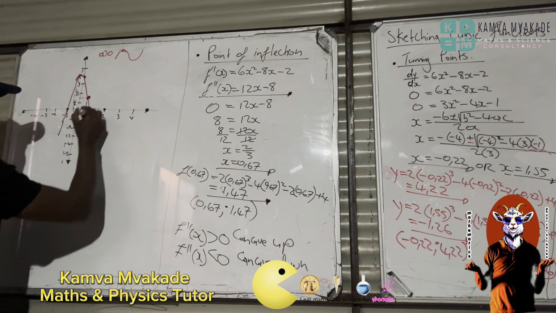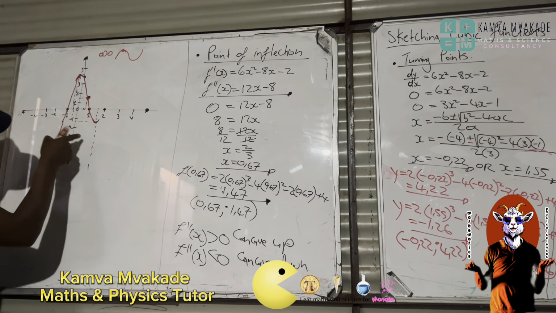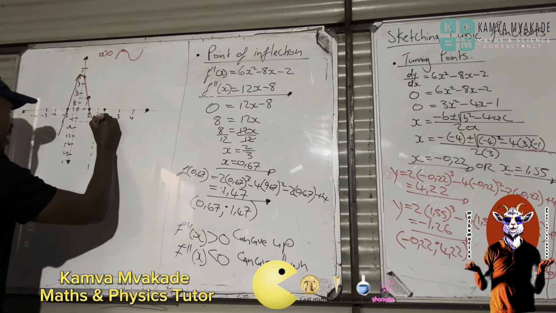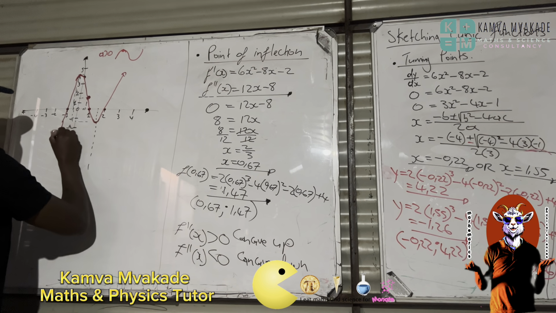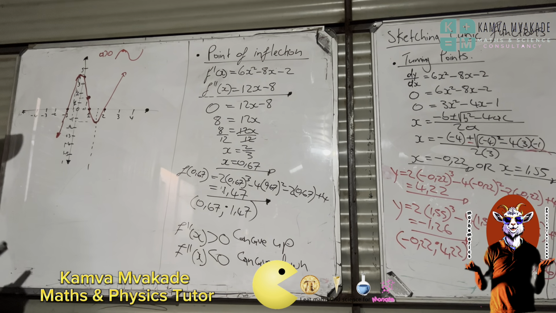At x minus 1 there is a turning point. That is your graph, given by y equals 2x cubed minus 4x squared minus 2x plus 4. What will your graph look like? It will look like this.